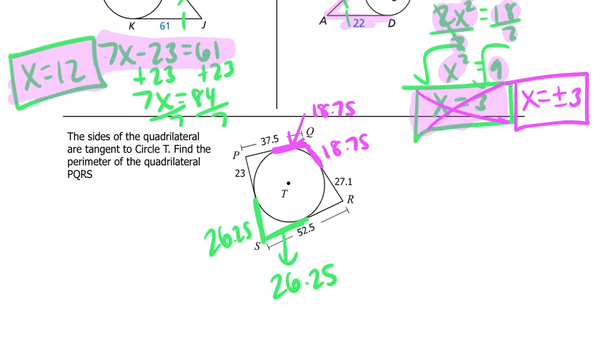Okay, this last one, I just wanted to kind of explain live before I just wrote the answer because it is a little strange. So I knew that this whole side was 52.5. So I took half of that. 52.5 divided by 2 is 26.25. So this part right here must be 26.25. Therefore, so is that, because they have to be the same. Then this is 27.1.